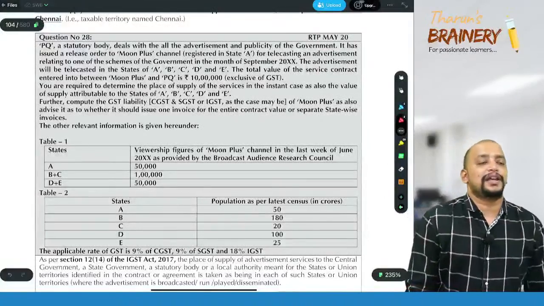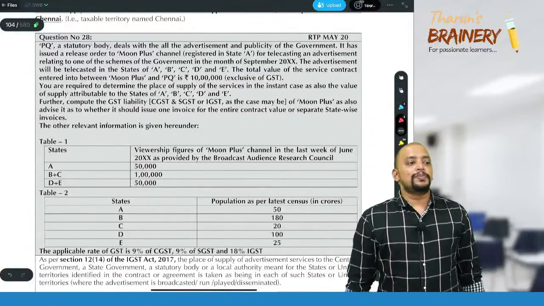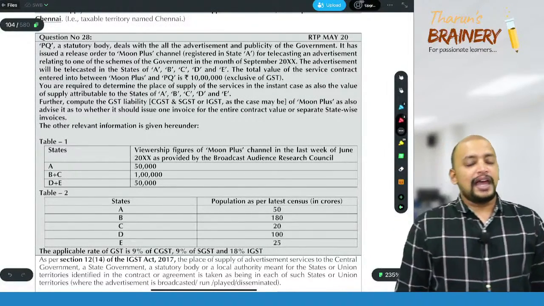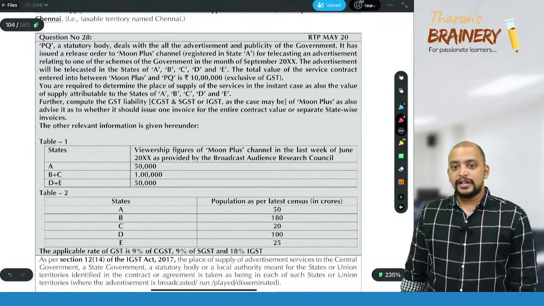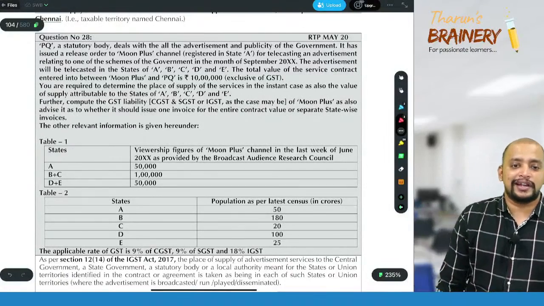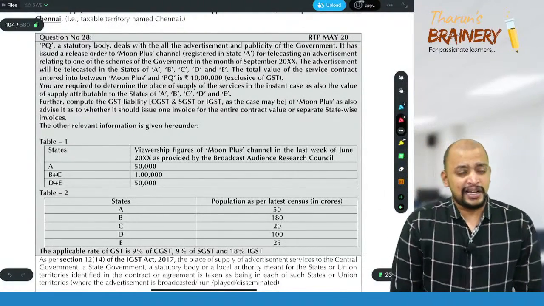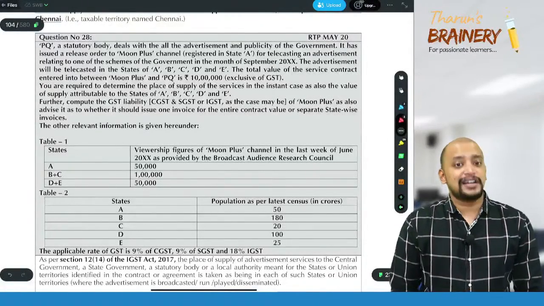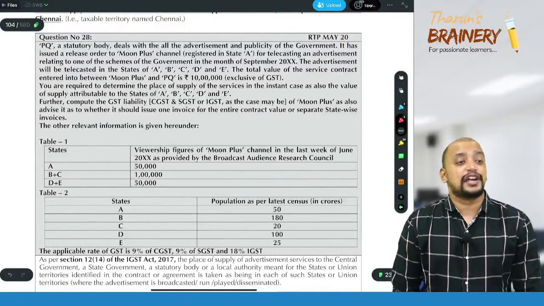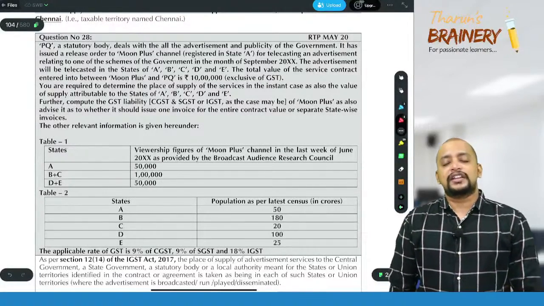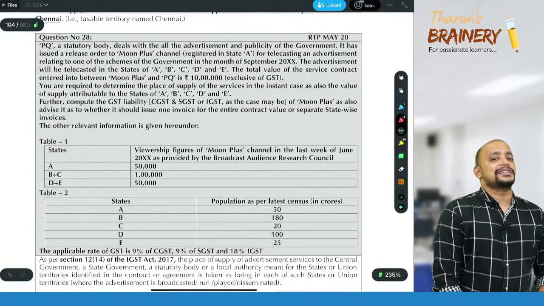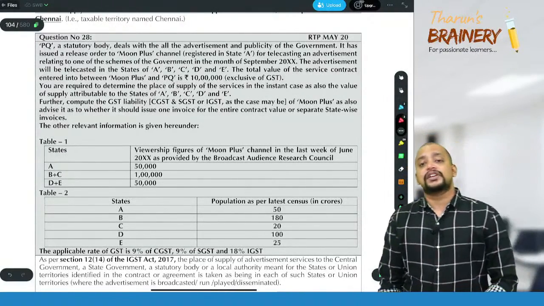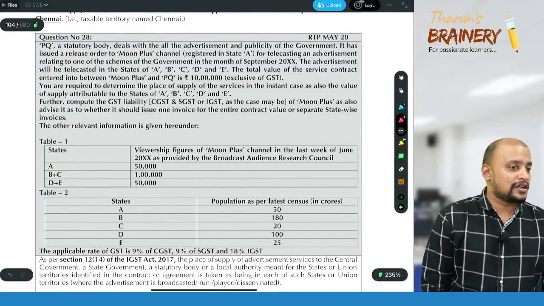So here who is the supplier of service? Moonplus channel. Where Moonplus channel is in? State A. And to whom they are providing services? PQ, a statutory body under government. So will it be coming under advertisement service to government? Yes. Advertisement service to central government, state government, local authority, union territory or any statutory body under government. So then the place of supply will be each state where the service is provided, that is, where the advertisement is broadcasted.